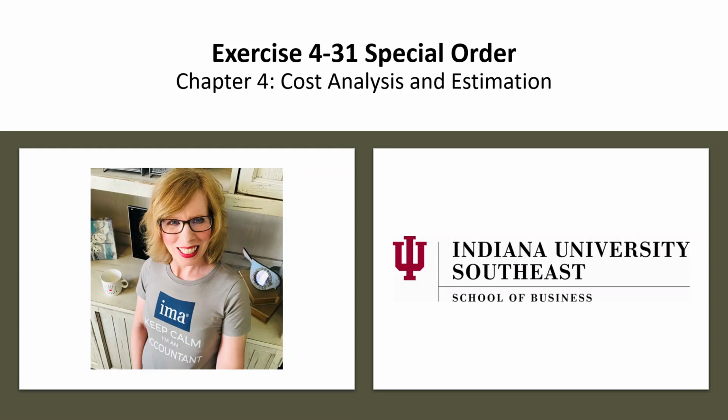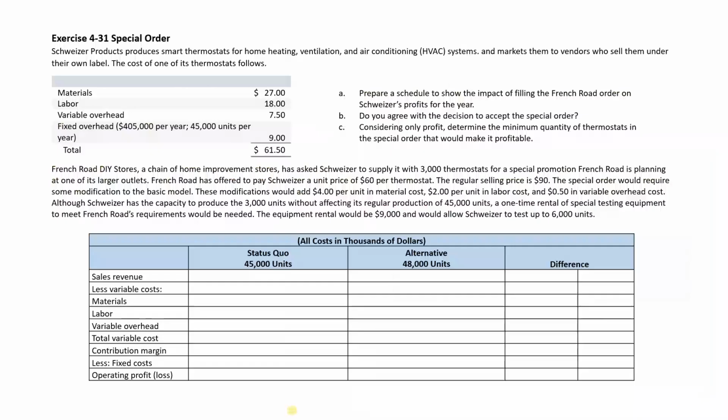In this video, I'm going to do a demonstration of a special order. We're considering right now we're producing 45,000 units and that's below capacity. We've been approached for a special order of 3,000 thermostats, which would bring us up to 48,000, which we have the capacity to do. Now, they don't want to pay our normal selling price of $90. They only want to pay $60.